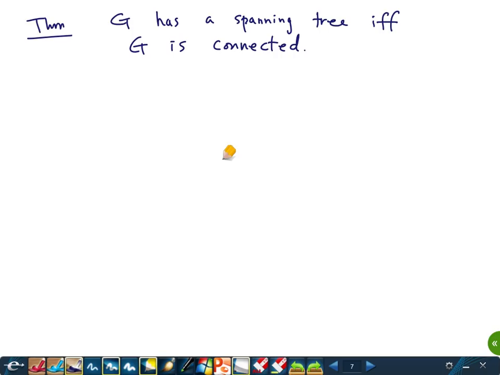How can you show this? It's an if and only if condition, so we need to prove two directions: A implies B, and B implies A. One direction is clear. If G has a spanning tree, G must be connected because its subgraph is already connected. How can the original graph be disconnected? The other direction is slightly more complicated.